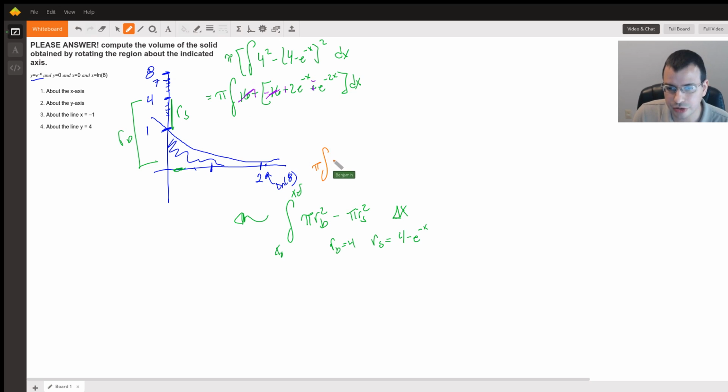Pi integral of 2e to the negative x minus e to the negative 2x, and then we'll go from x initial to x final. But we know that x initial will just be 0, and x final will be natural log of 8.